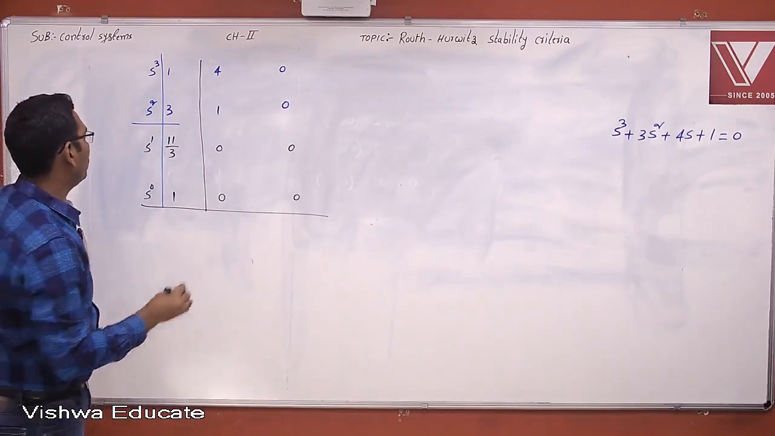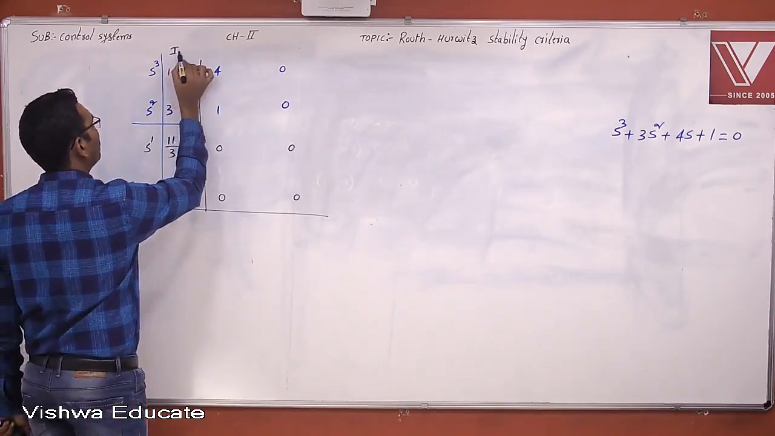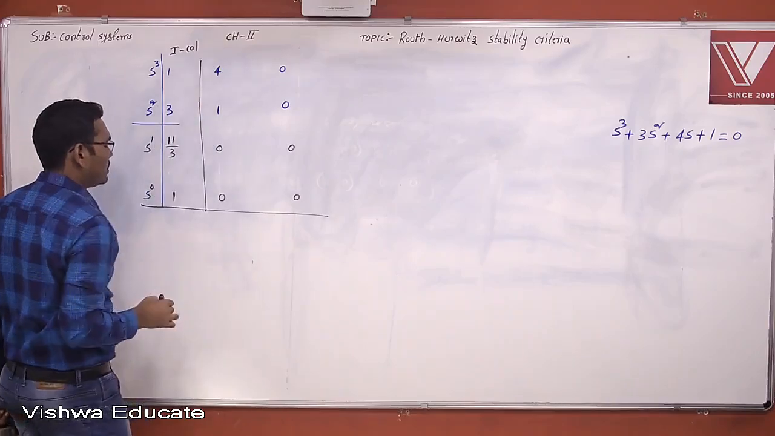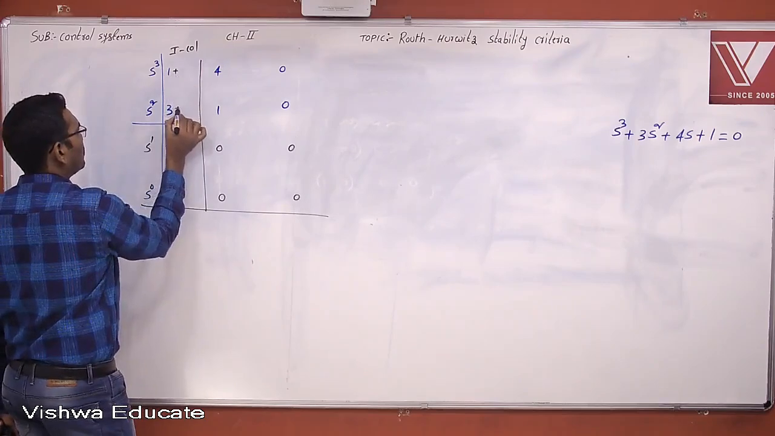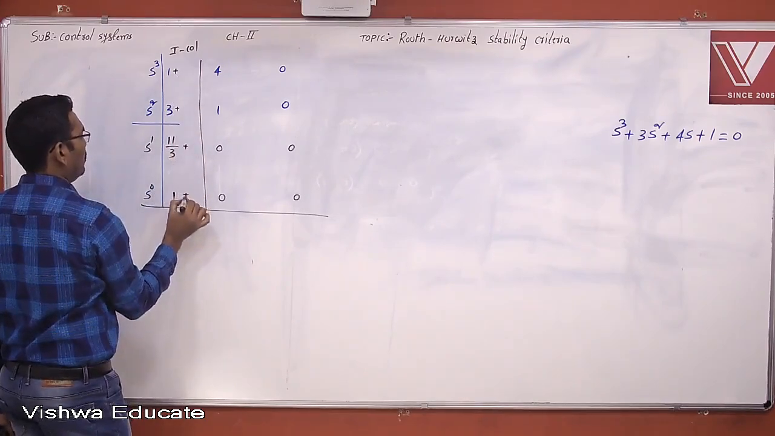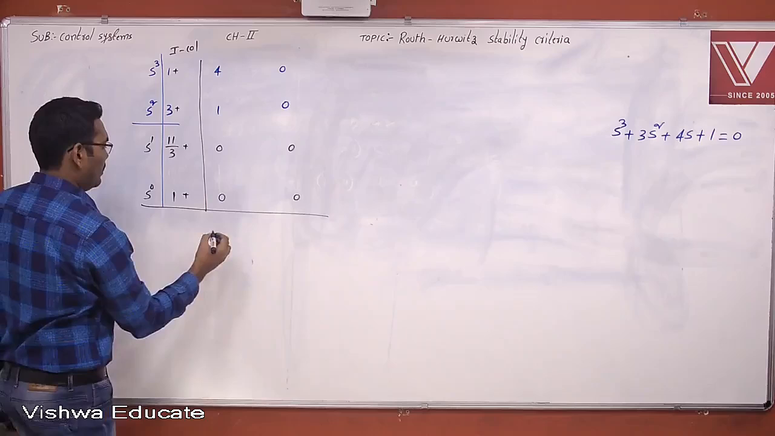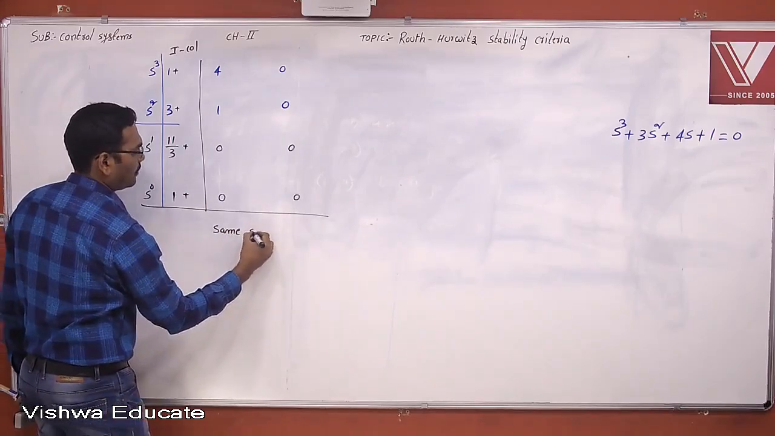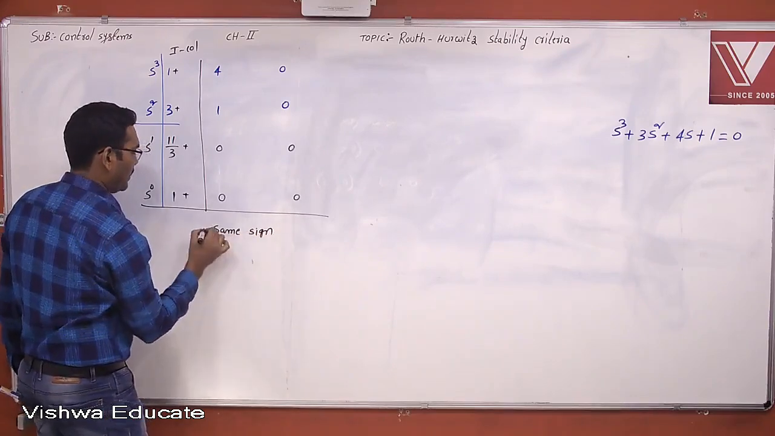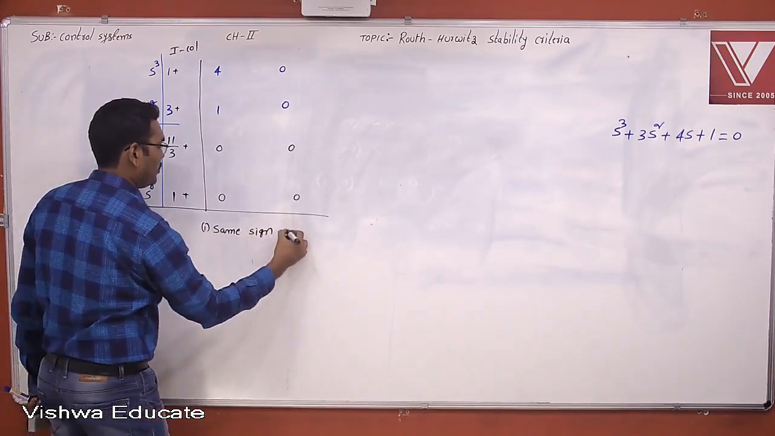Now what is the first column? This is the first column. Positive, positive, positive, positive, positive, positive, positive. All are the same sign. Condition 1, the same sign, the first condition is true.